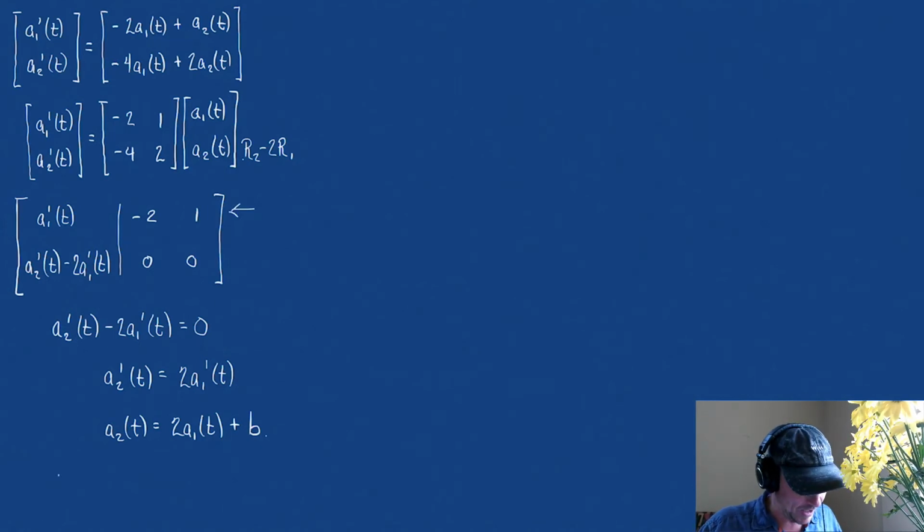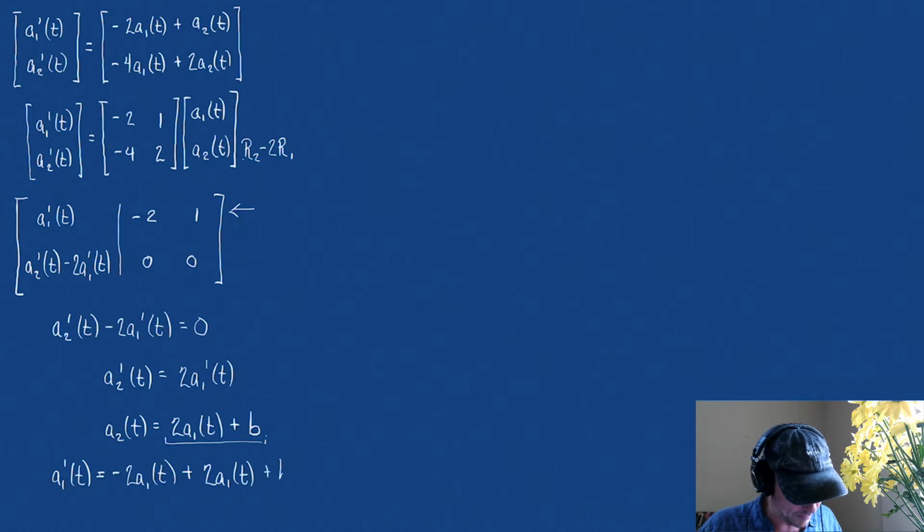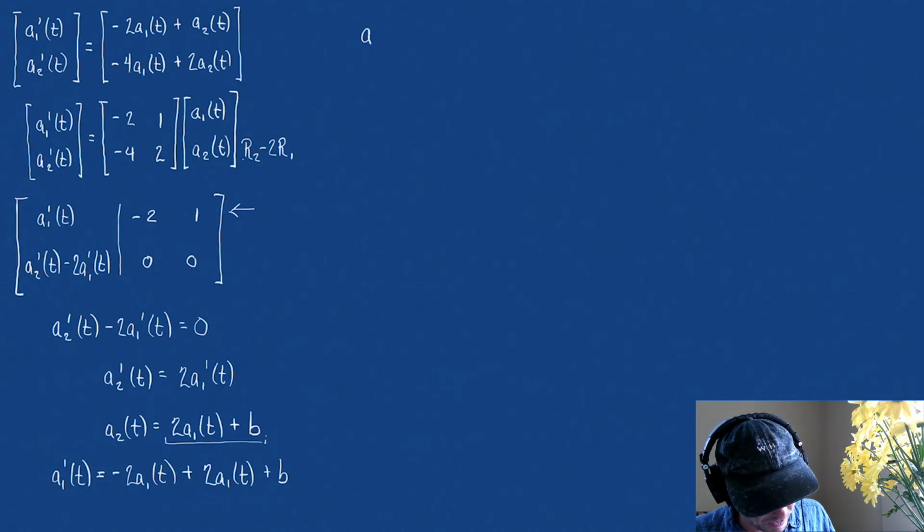Well, this says then that a1 prime of t is equal to minus 2a1, so minus 2 times a1 of t plus 1a2. Well, 1a2, that's just this right here, so plus 2a1 of t plus b, those cancel. And look at what I have. I have that a1 of t is equal to b times t plus another constant of integration.